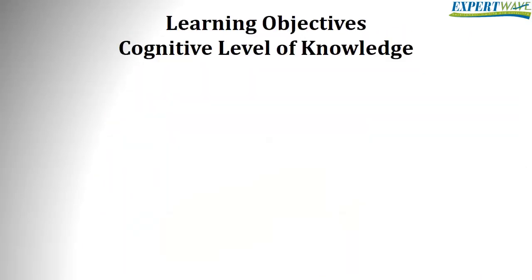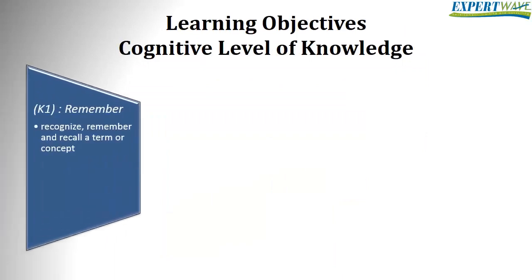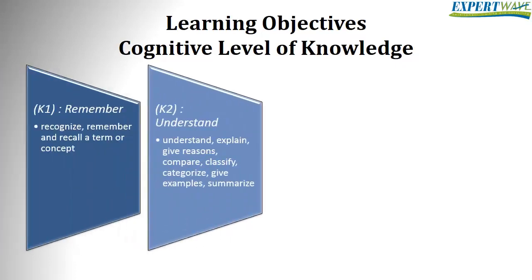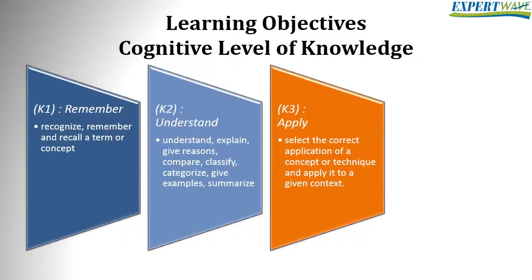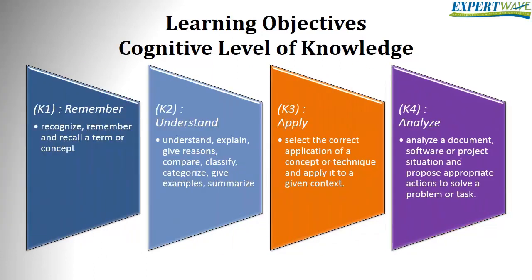Topics of the ISTQB Foundation level are classified according to its knowledge levels, and there are 4 of them. K1, remember, where you need to recognize a term or a concept. K2, understand, where you will need to be able to explain a concept. K3, apply, where you will need to select the correct application of a concept or technique. K4, analyze, where you can distinguish between facts and inferences for deeper understanding.